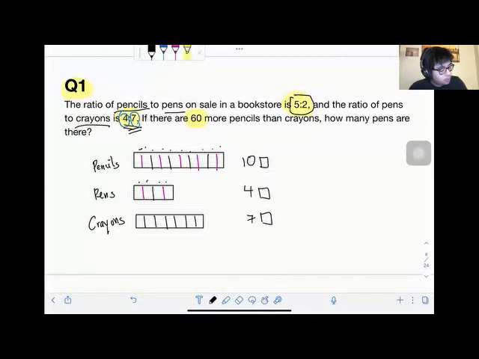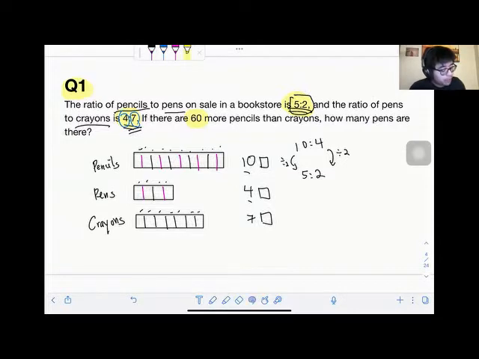So tama pa rin, no? We see that yung ratio of pens to crayons is 4:7. Tama na siya. 1, 2, 3, 4, 5, 6, 7. At yung ratio of pens to pencils na dati ay 5:2, ngayon is 10:4. Pareho lang naman po yun, no? Equivalent sila. Kung 10:4, pag simplify po natin, divide by 2, abutin din natin 5:2.